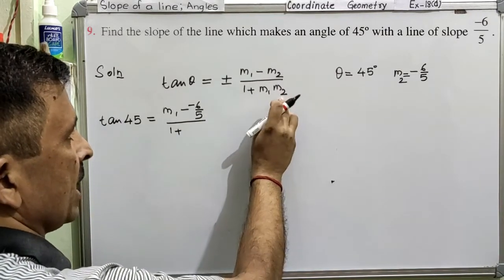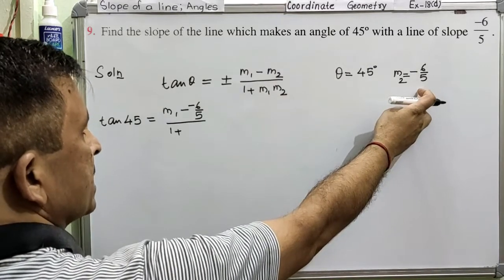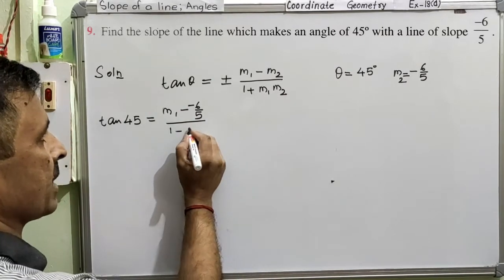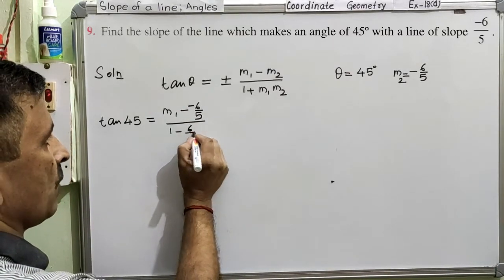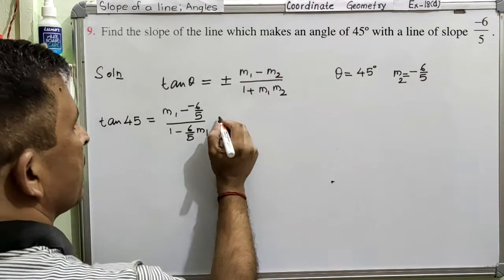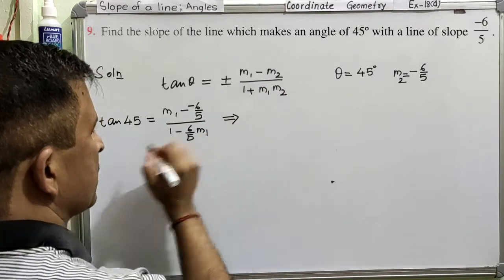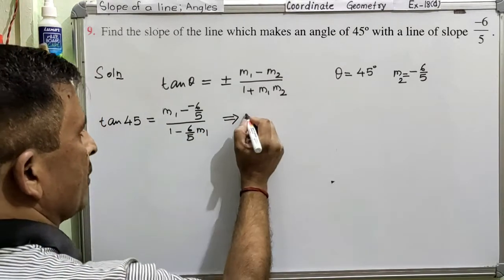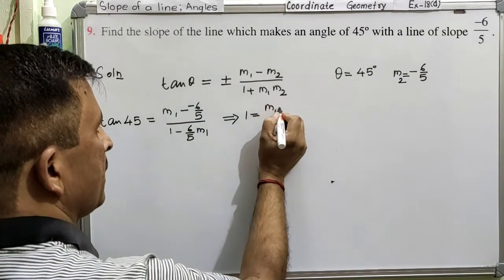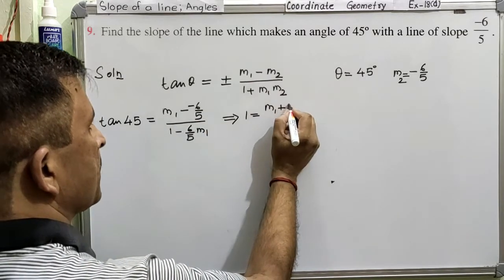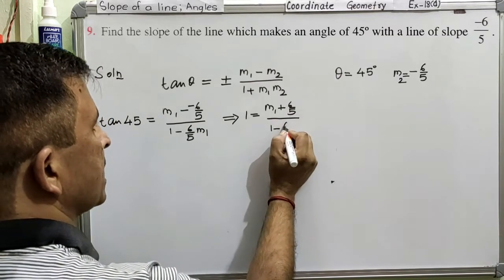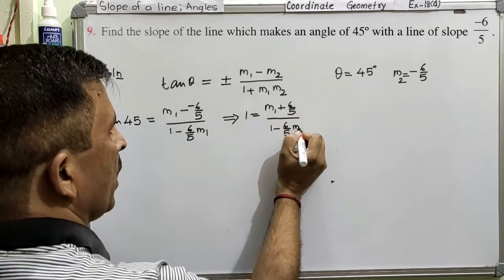Clear? Your m2 is given. So m2, that means this number into m1, so ultimately it will become minus. Am I well understood? 6 over 5, and this is m1. Is it okay? Now this implies, because of shortage of space, tan 45 value is equal to 1. We already know. And then right hand side we will just repeat as it is, m1, and this minus will become plus. This is 6 over 5, and then divided by 1 minus 6 over 5 m1.